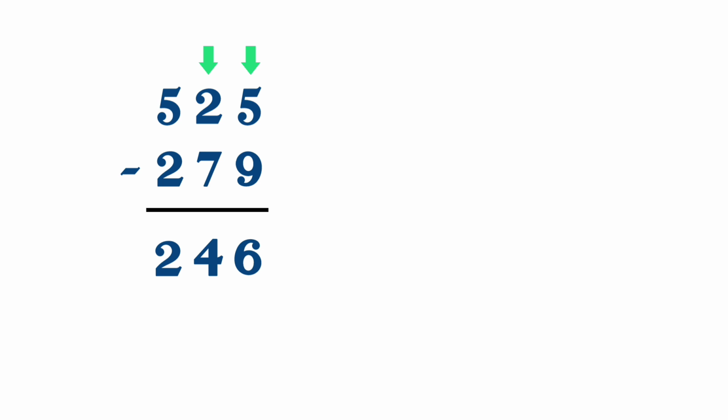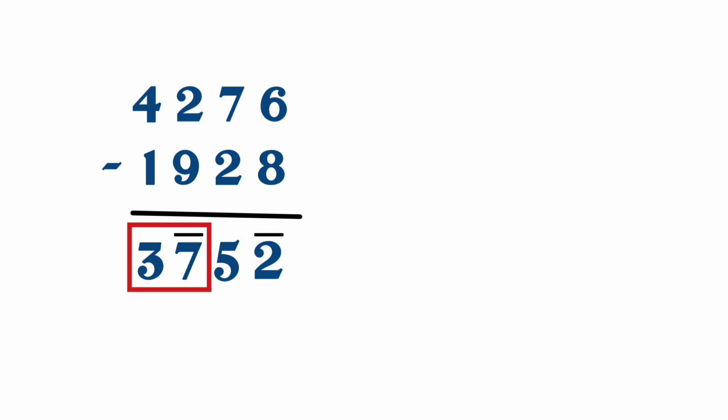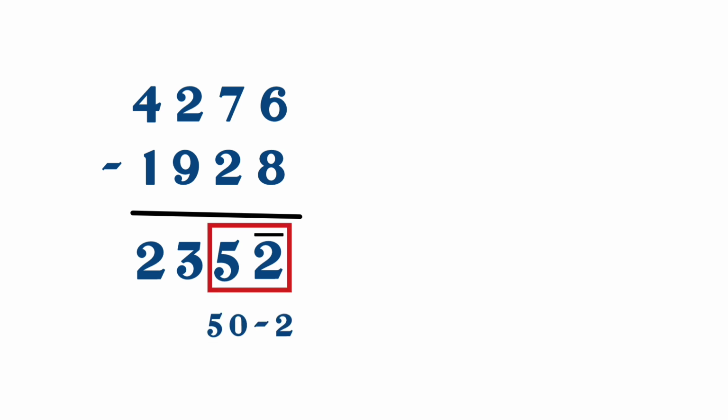This trick requires a little bit of practice. So now try this subtraction. 4 minus 1, 3. 9 minus 2, 7 dash. 7 minus 2, 5. 8 minus 6, 2 dash. To solve 7 dash, consider 37. 30 minus 7, 23. To solve for 2 dash, consider 5 2 dash. 50 minus 2, 48. Within seconds, you get 2348.